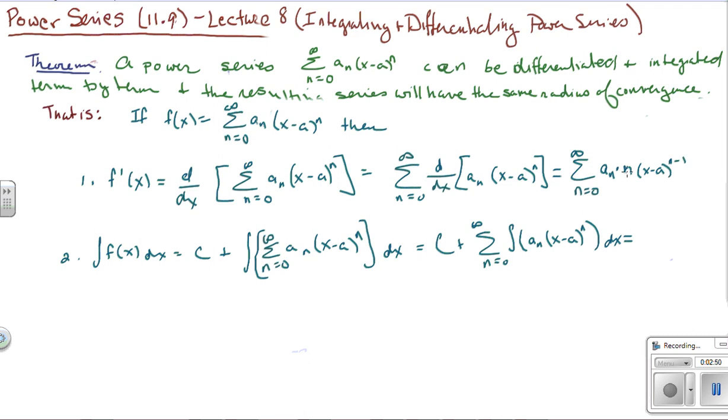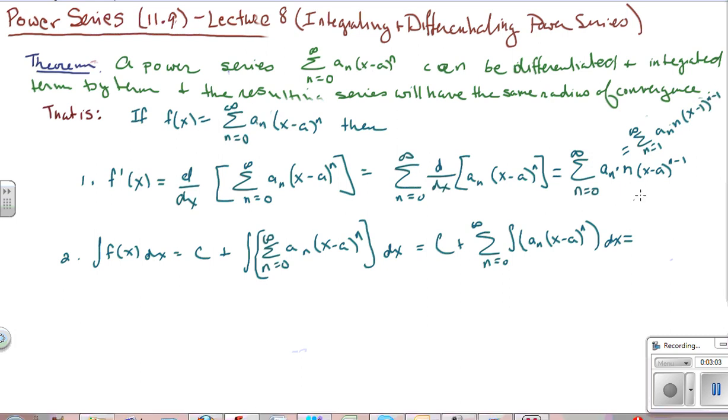Now notice when n equals 0, that zeroes out. So this is actually rewritten as the sum n equals 1 to infinity of a sub n times n, times x minus a to the n minus 1. But the big deal is that you can differentiate it term by term, and since it's a big polynomial, it's pretty easy to differentiate. And again, you can integrate it term by term.